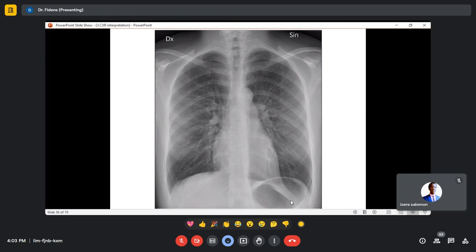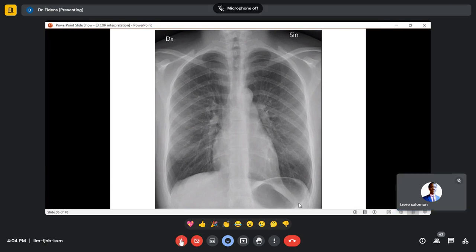Who can tell me what's this structure? What's this structure? Diaphragm. Diaphragm is this one. This is the diaphragm, the diaphragm on the left side. But what's this?